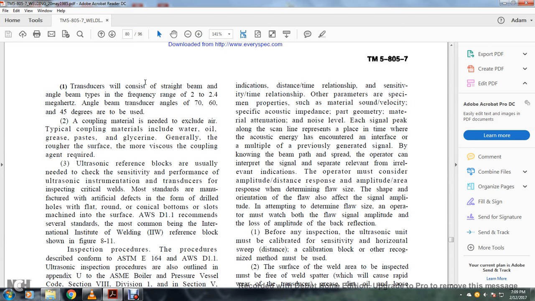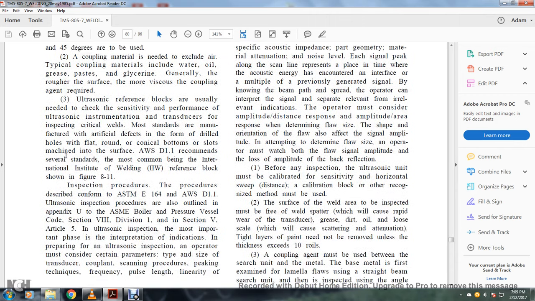Our transducer will consist of the straight beam or angle beam type, with a frequency range from 2 to 2.4 megahertz. The angle beam transducer angles range from 70 to 68.45 degrees, to be used with coupling material that excludes air, including water, oil, grease, paste, and glycerine. Generally, the rougher the surface, the more viscous the couplant required.